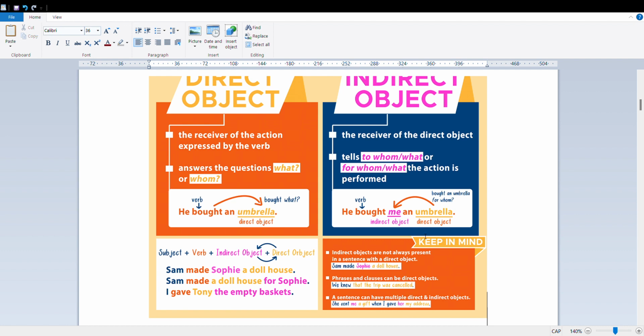Just keep in mind that indirect objects are not always present in a sentence with a direct object. Same, Sam made Sophie a doll house. Here Sophie can be cut out: Sam made a doll house. Phrases and clauses can be direct objects. A sentence can have multiple direct and indirect objects.